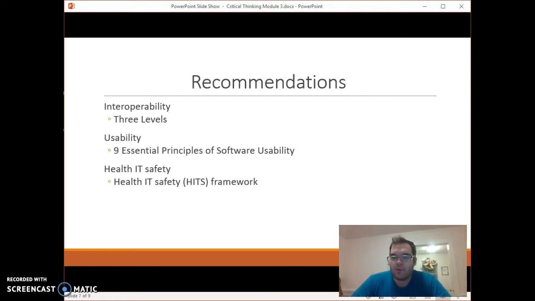Because there are three levels, it makes it difficult to create one standard interoperability format for sharing. If hospitals and other organizations are going to utilize EHR, there does not need to be three different levels, instead just one. That way data can be shared from physician to physician.